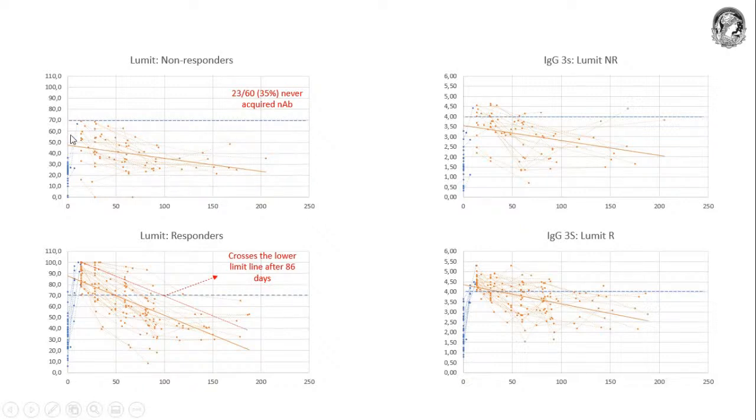And we divided the patients that did not reach the 70% level, which would represent a presence of neutralizing antibodies, and called them non-responders. And we distinguished them from the patients that reached and passed the level of 70%. These were considered patients that never acquired neutralizing antibody and represent 35% of our population.